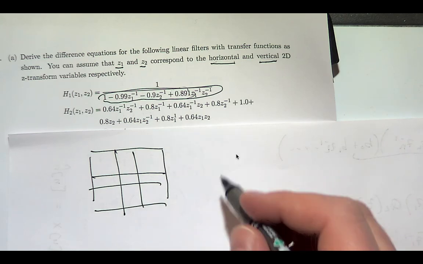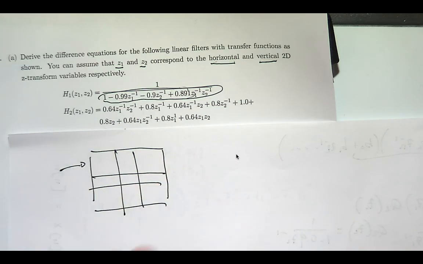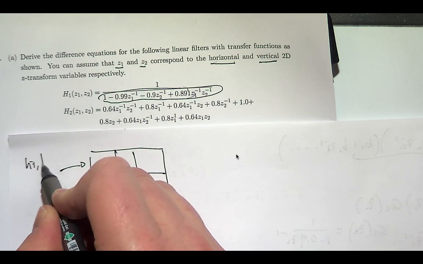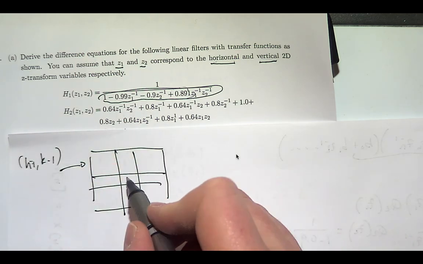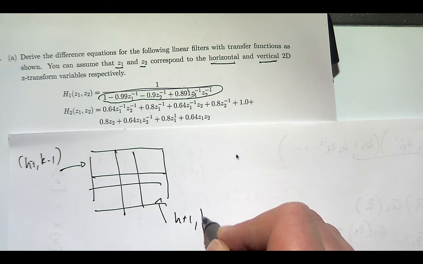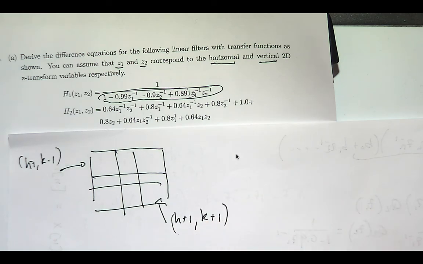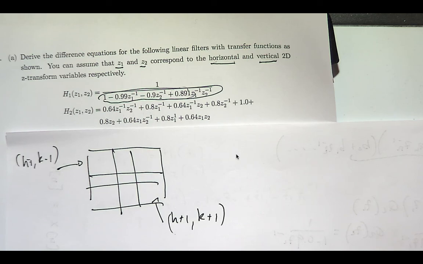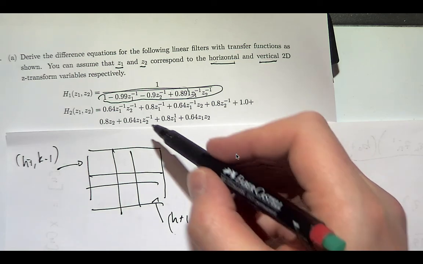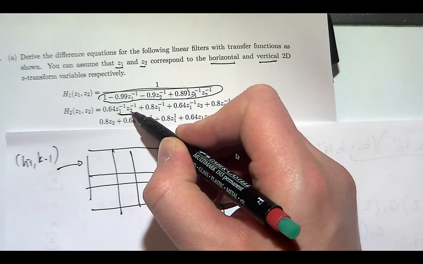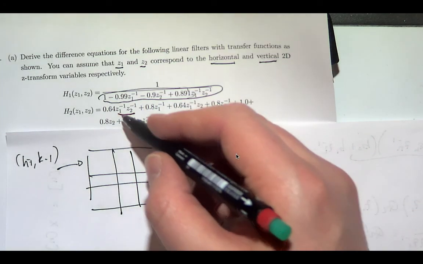And this coordinate here would be, for instance, h minus 1, k minus 1. That would be here h plus 1, k plus 1. And so then I can identify what I'm looking at. So Z1 minus 1, Z2 minus 1 corresponds really to this location.